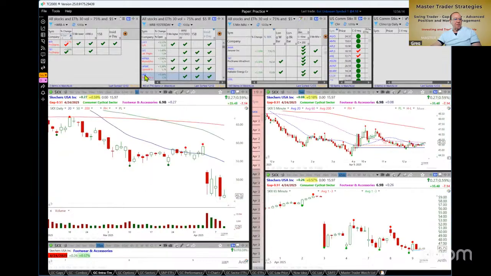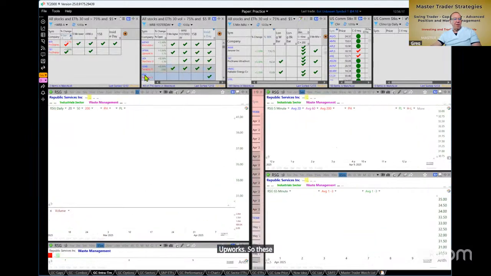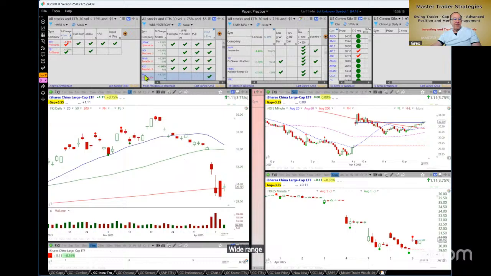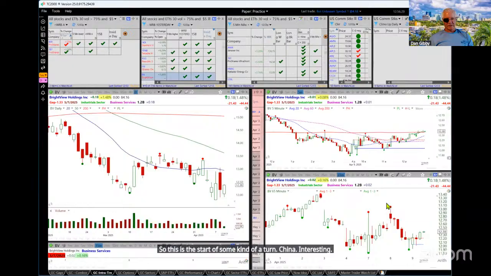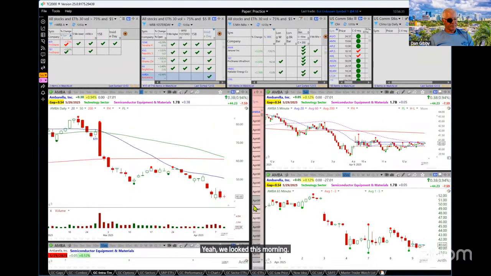Upworks. So these are all going to find narrow, wide range bars from yesterday. That's a big one and a big gap up. So this is the start of some kind of a turn. China. Interesting. Yeah, we looked this morning.